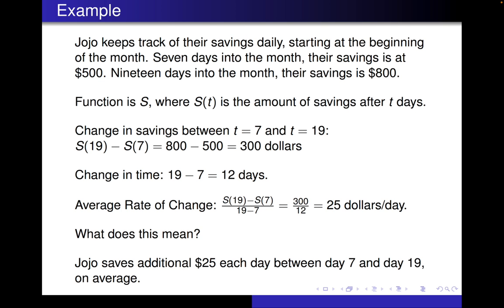In other words, JoJo saves an additional $25 each day between day 7 and day 19 on average, which means that it's possible that some days JoJo saves a little more than 25, some days JoJo may save a little less than 25, but it all evens out on average to $25 each day of additional savings.